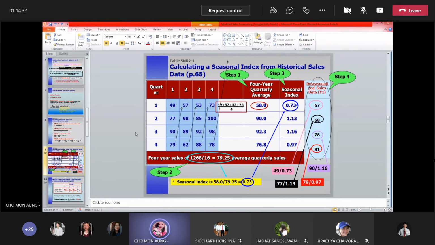Or if we count year 1, quarter 1 as number 1, year 1, quarter 2 is number 2, year 1, quarter 3 is 3, year 1, quarter 4 is number 4 in terms of period, because we are using 16 periods of sales data. So year 2, quarter 1 will be equivalent to period number 5, right? 1, 2, 3, 4, 5, 6, 7, 8, 9, 10, 11, 12, 13, 14, 15, and 16. Year 4, quarter 4 will be equivalent to period number 16.